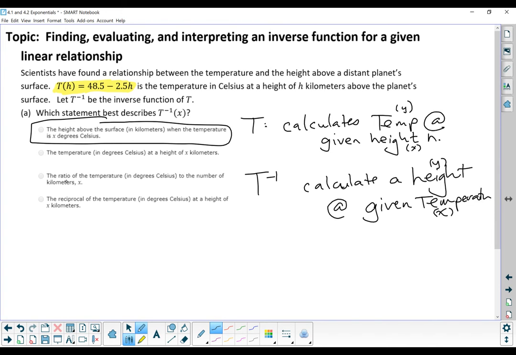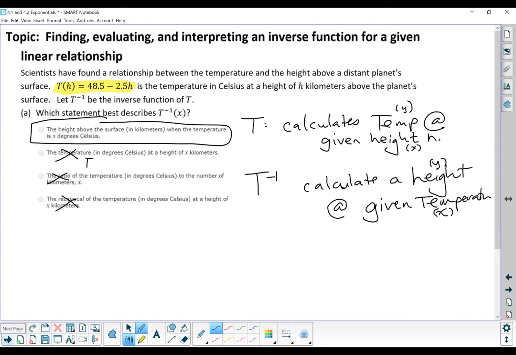These other choices don't really work. This next one down actually describes T. T calculates the temperature at a height of x or a height of h. The second one that we didn't choose, the ratio of temperature to kilometers, that one's definitely not it. And the last one, the reciprocal of the temperature, that one's not it either for sure.